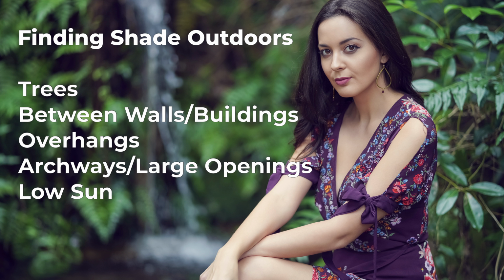A lot of times you can find shade with walls, in between walls, next to a wall, buildings, anything with a large wall can create shade and a great area for you to take a portrait. Overhangs. Now they could be many different kinds of overhangs. Maybe it's a freeway overpass, or maybe it's a bridge, or maybe it's a pier. There are different things that you can use to create shade, and an overhang is a great way to do it. Archways or large openings you can find in your environment.